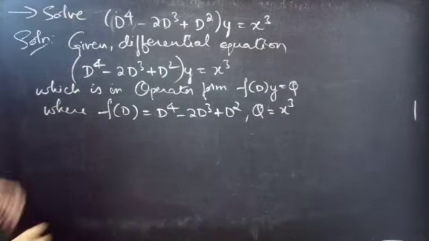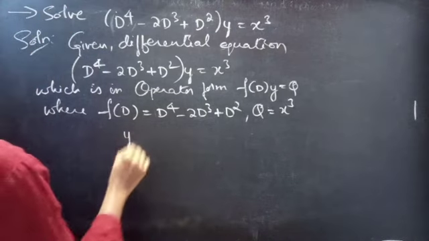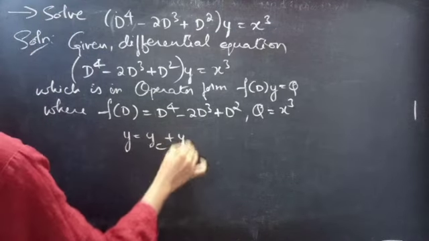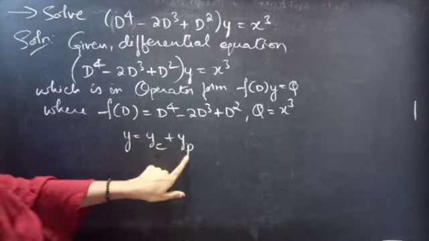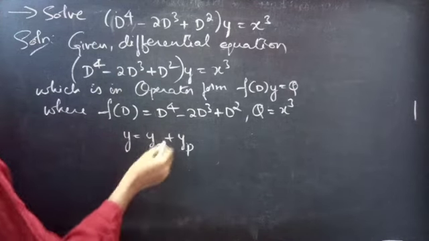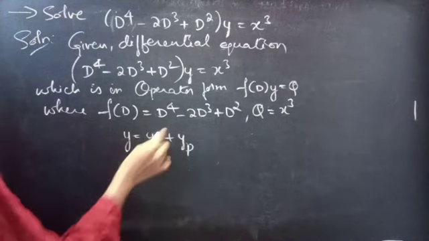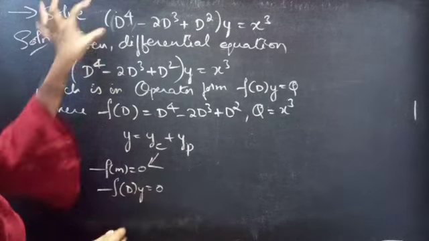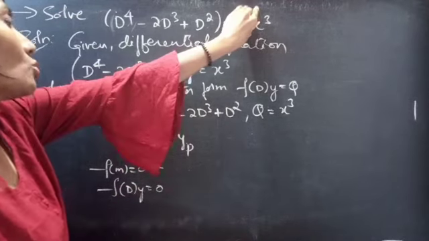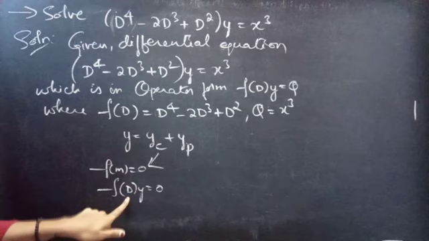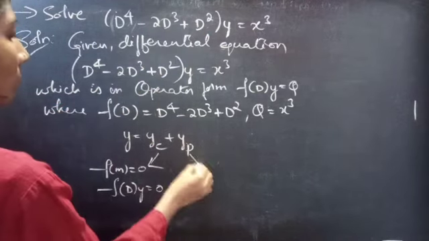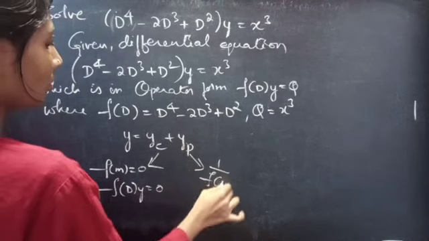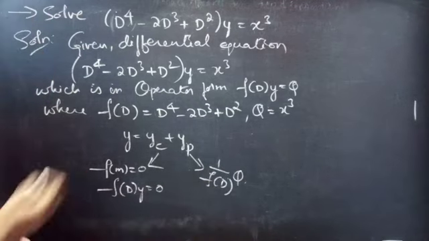Now we need to find the general solution to the given equation, which is given by y = yc + yp. Here yc is the complementary function, yp is the particular integral. We'll find yc using the roots of the auxiliary equation of the homogeneous equation of the given non-homogeneous equation. Simply by taking the RHS to 0, we'll get the homogeneous differential equation, and we'll find yp using 1/F(D) into Q.